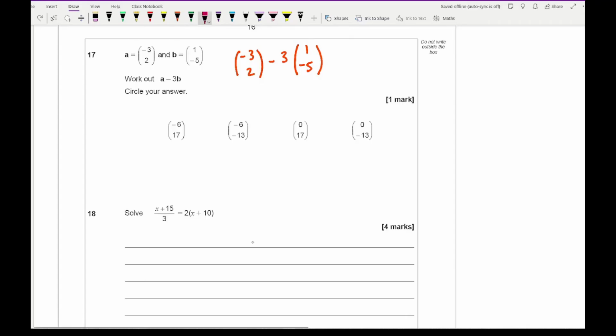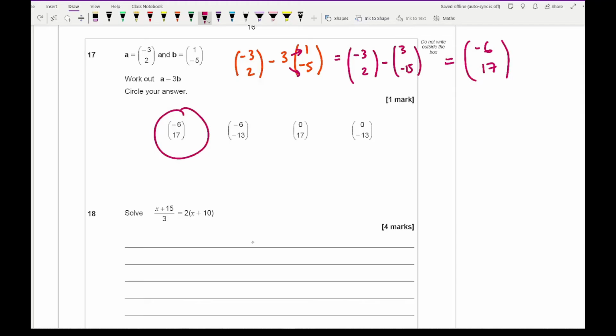Now for this, what we need to do is multiply both these two numbers here by 3. So I've got (-3, 2) minus, and then that's going to be 3 times 1, which is 3, 3 times minus 5, which is minus 15. And then all I then need to do is take away those two numbers. So minus 3 take away 3 is minus 6, and 2 take away minus 15 is going to give me 17. So I'm looking for (-6, 17), which is the first answer.